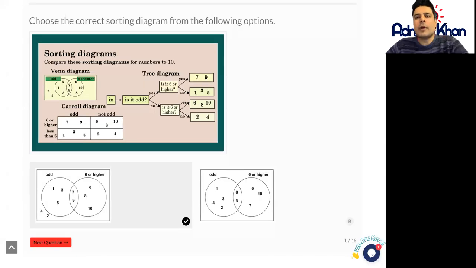Hello and welcome to sorting diagrams. The sorting diagrams are also what we call Venn diagrams. Let's have a look at some of the examples.